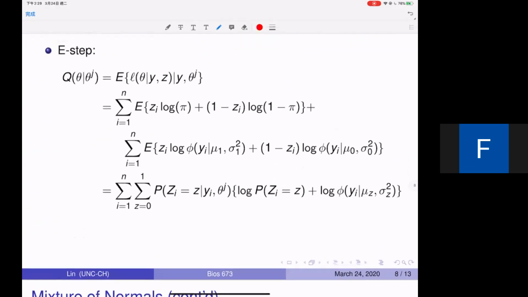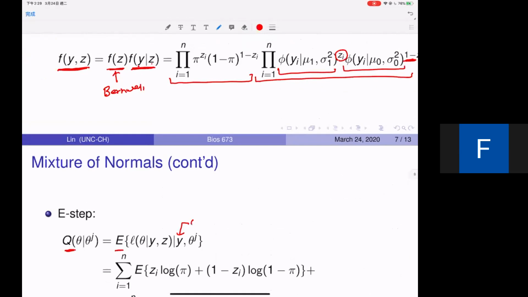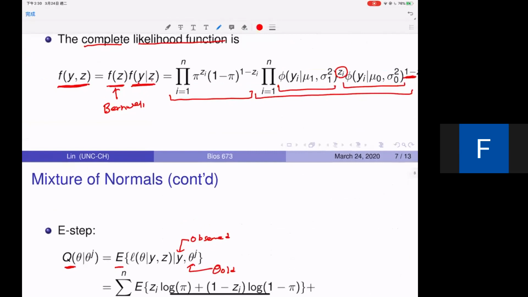And then how about the E step? When we talk about the E step, we always write the Q function right here, taking expectation on the unknown variable. Right now the unknown variable is z. So that means given the observed y and given theta O, then taking the expectation on the log function. Taking log right here, log of f(y,z).